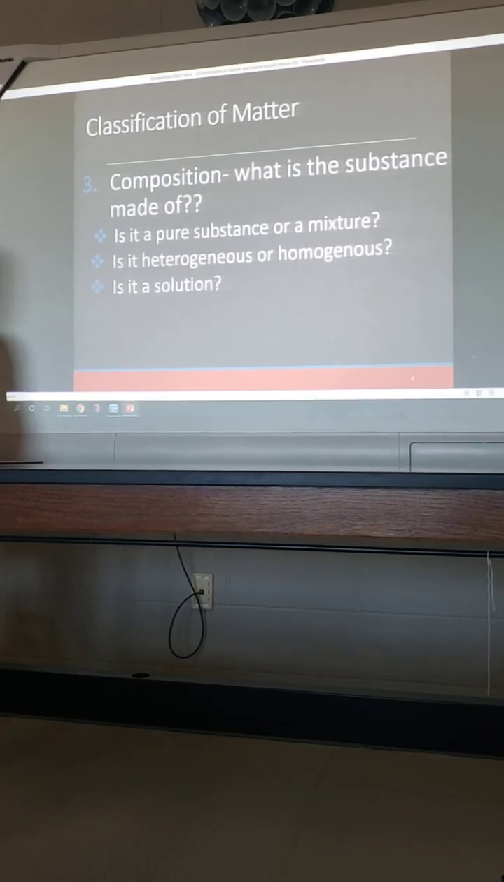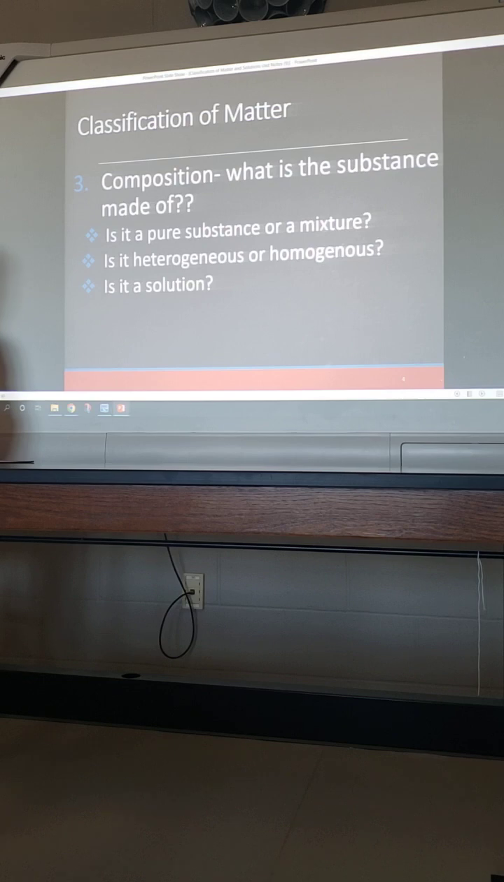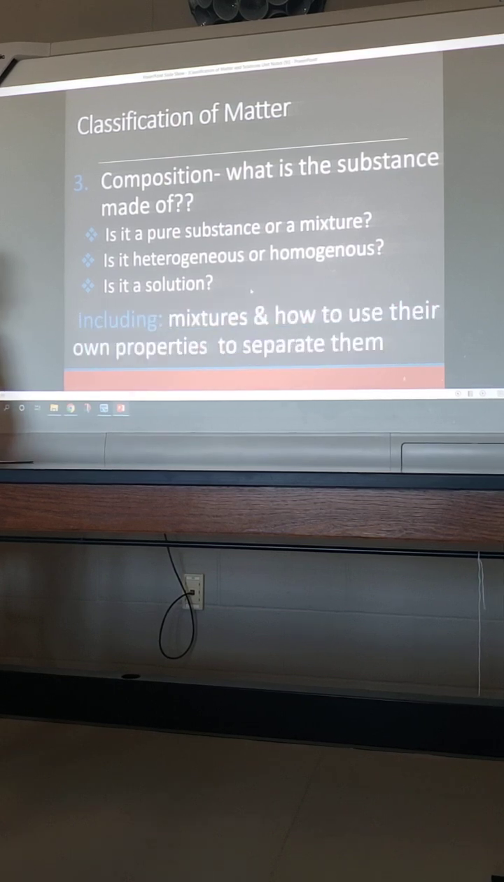Is it a solution? You probably noticed from your vocab that there are a ton of S words like solute, solvent, solution, saturated, supersaturated. And so we're going to have lots of ways to help keep all those words straight. I don't know, probably almost 10 of them are S words, which is kind of coincidental. But I'll give you ways to help keep all those straight as we get to that part in our unit.